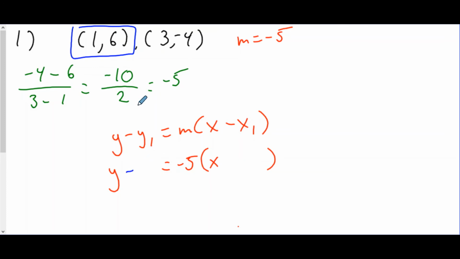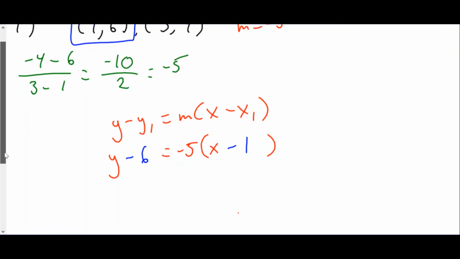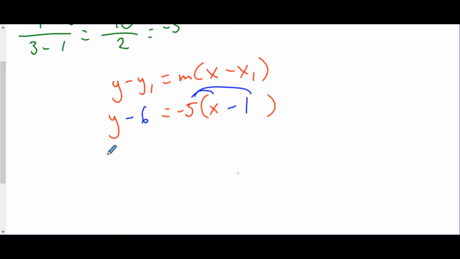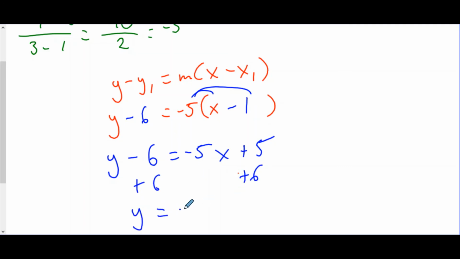So y minus my y value of 6 and x minus the x value of 1. Now to solve this for y, I will distribute. y minus 6 equals -5x plus 5. Add 6 on both sides to get y by itself, and y equals -5x plus 11.